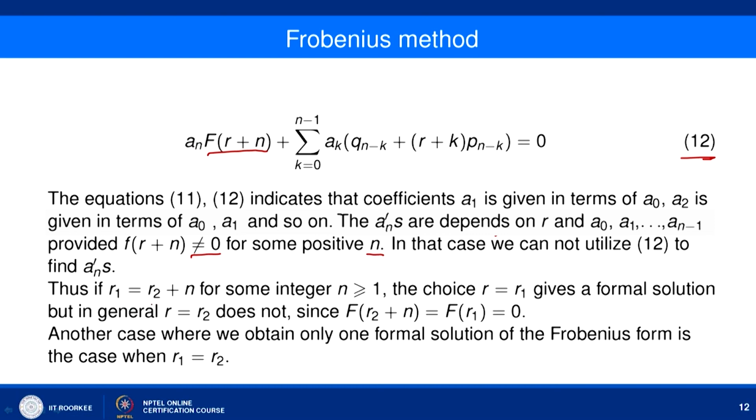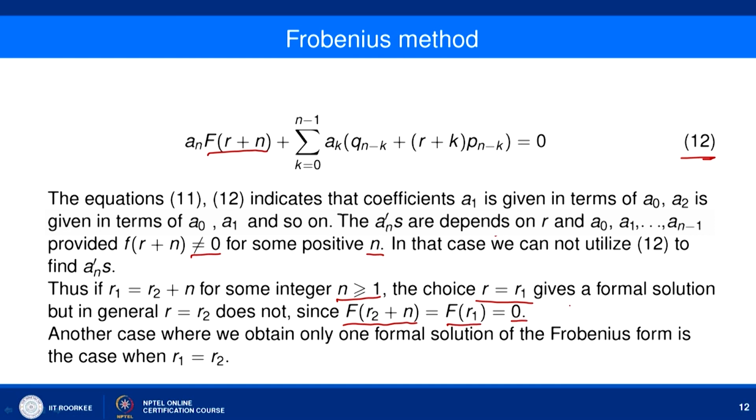So, if r1 is equal to r2 plus n for some integer n greater than or equal to 1, the choice r equal to r1 will give a formal solution. The choice corresponding to the bigger root will give you a formal solution, but the choice corresponding to the smaller root does not give a solution. Why? Because when you apply r equal to r2, then f of r2 plus n is f of r1, which is equal to 0.